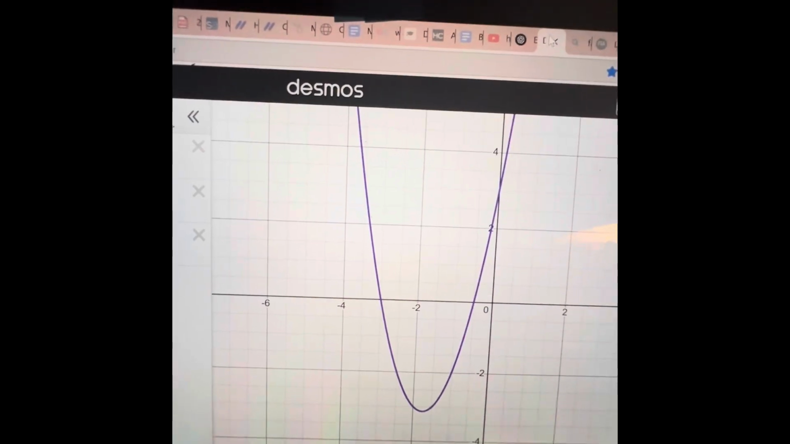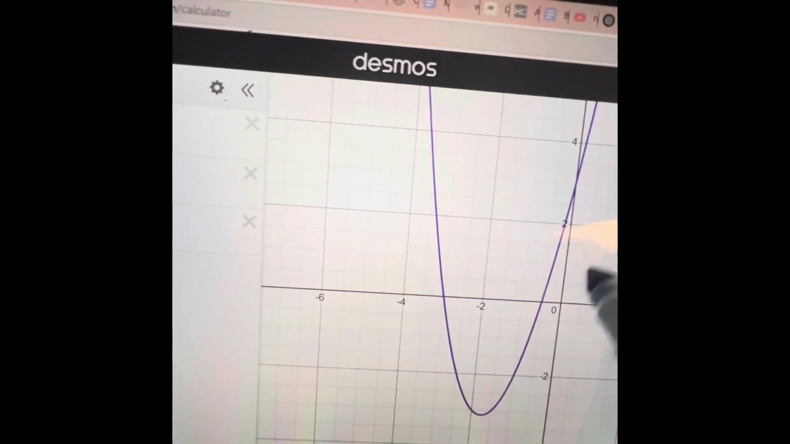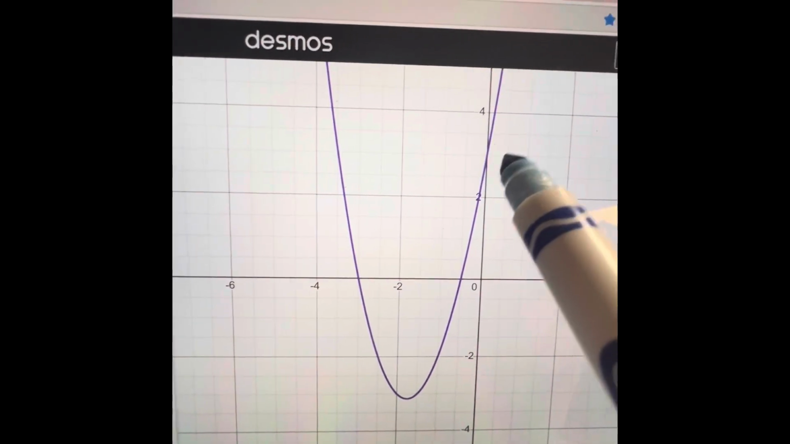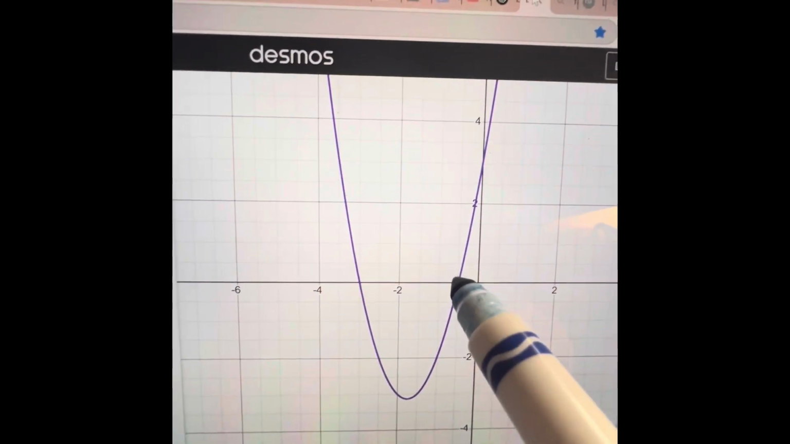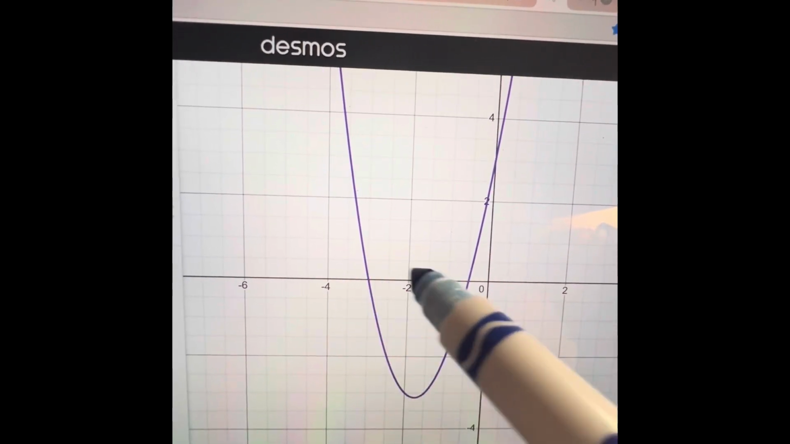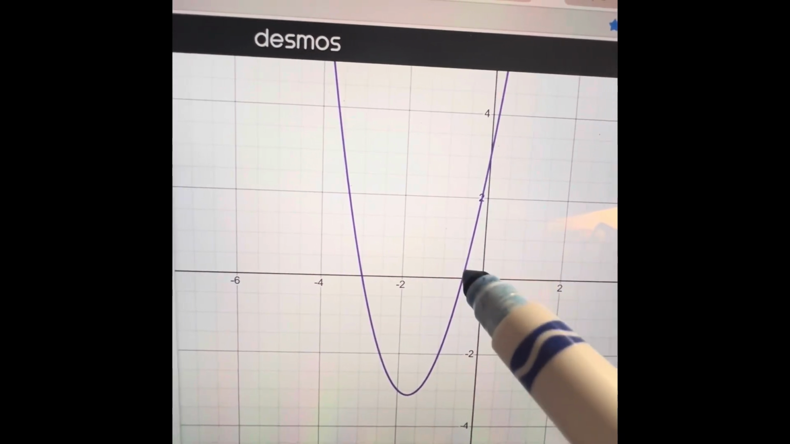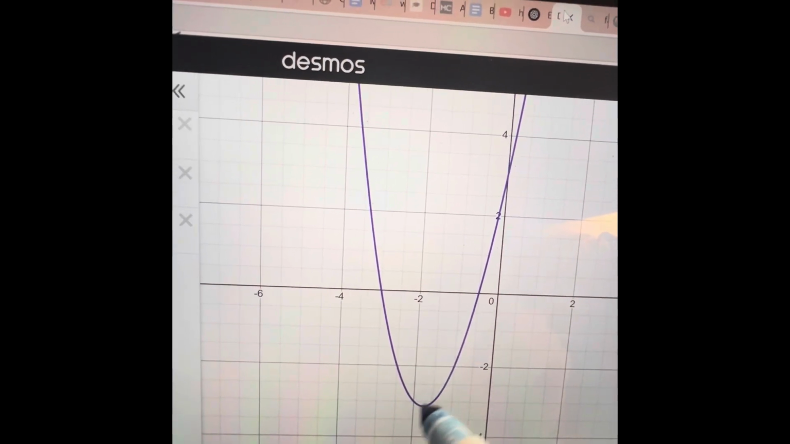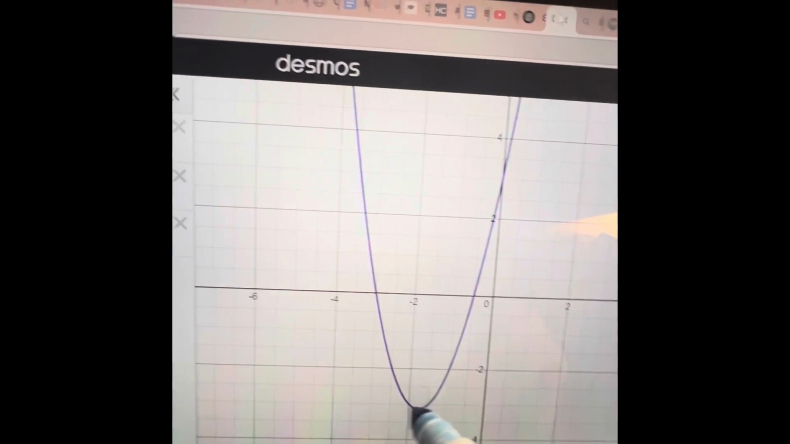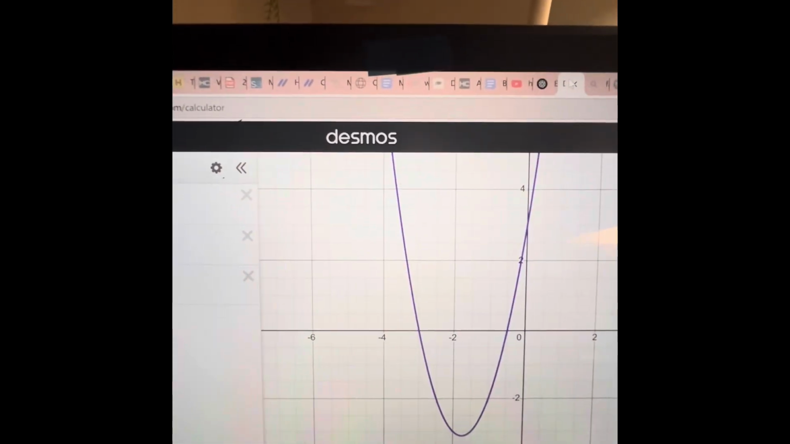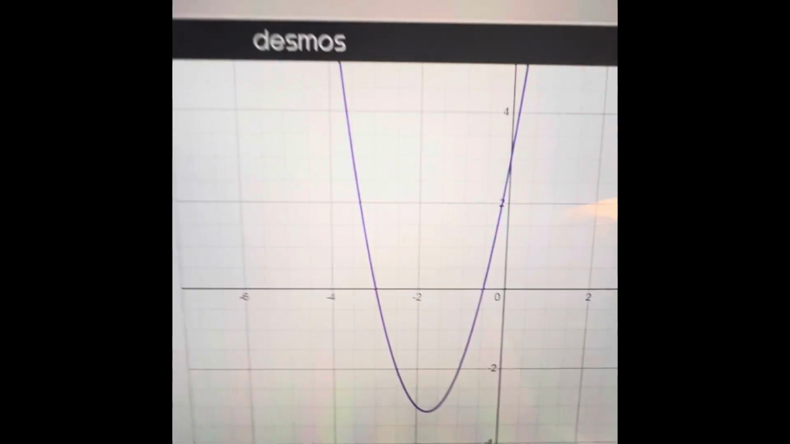Now, this is going to be a negative because our y-intercept is all the way up here, and then our x-intercepts are just on this line right here. So the only option is our vertex needs to be down here in order to create this parabola. And that is how to graph a quadratic equation.